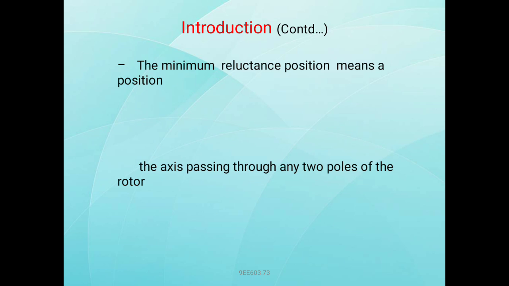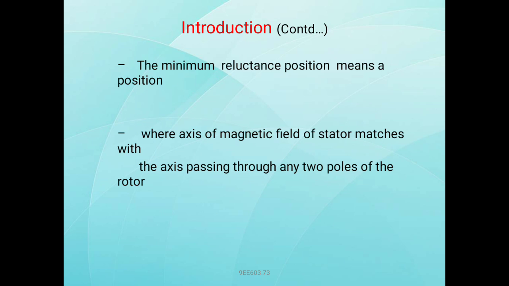The minimum reluctance position means a position where the axis of magnetic field of stator matches with the axis passing through any two poles of the rotor.